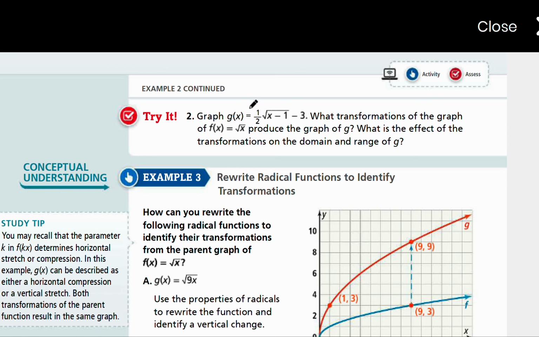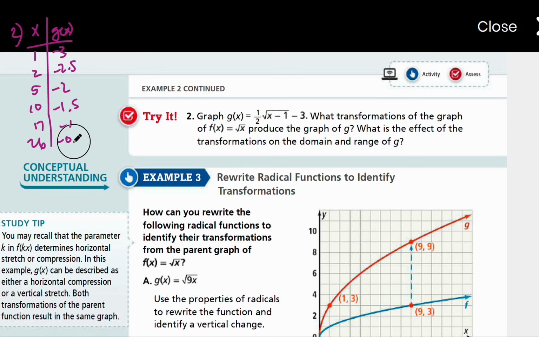Okay, are you ready? Okay, let's look at the graph. First of all, you need to graph your table of values. The values would be negative. So you have 1 and negative 3. You have 2 and negative 2.5. You have 5, negative 2. 10, negative 1.5. 17, negative 1. 26, negative 0.5. And then you'll see that your h and k is 1 comma negative 3. So you have an endpoint at 1 comma negative 3.